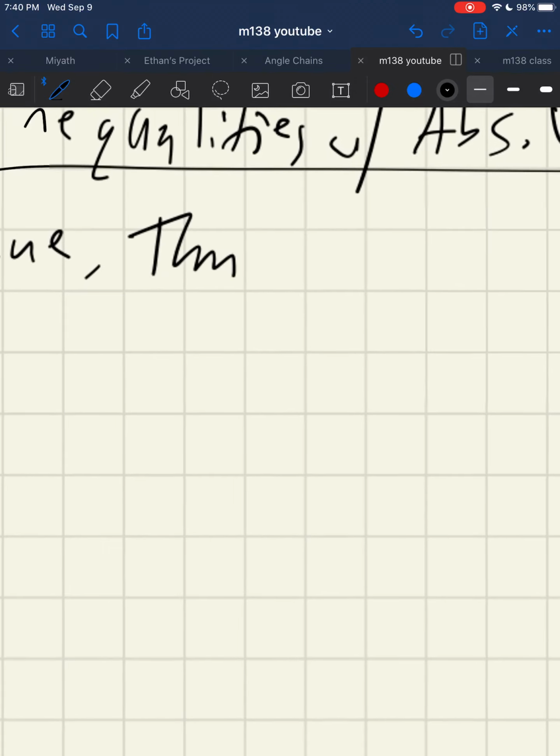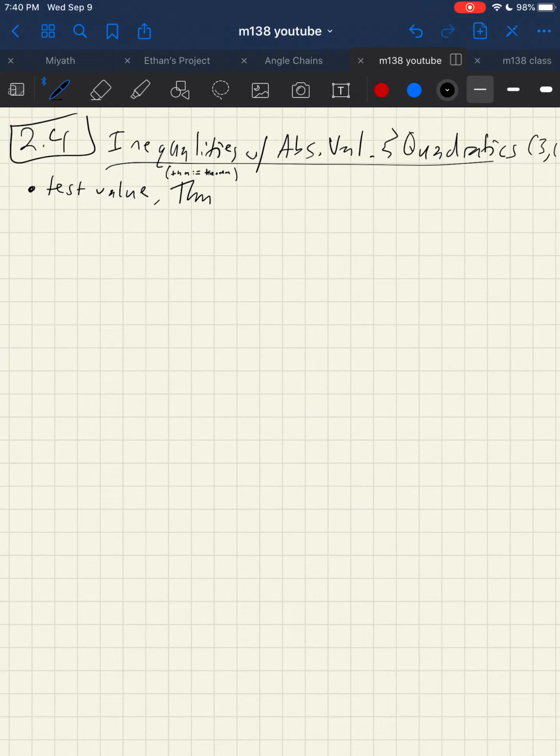This is THM, it's short for theorem. Okay, that's what's going on here. Theorem 2.4 on page 211.